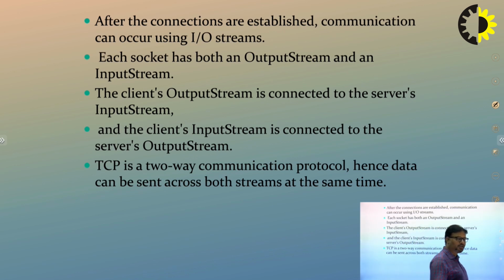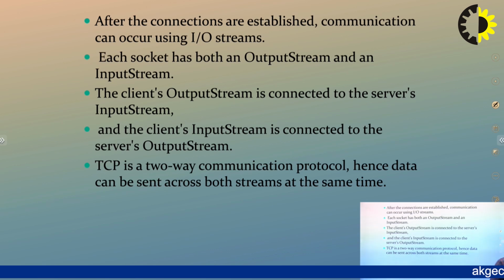Means the client output stream is connected to the server input stream and the client input stream is also connected to the server output stream. Transmission Control Protocol is a two-way communication protocol. Hence data can be sent across both streams at the same time.